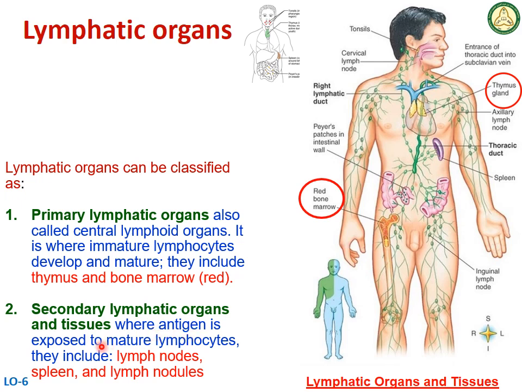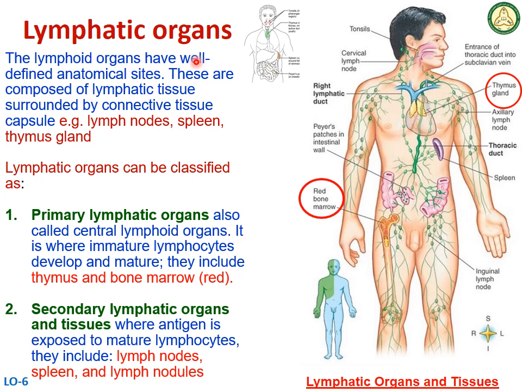This is where the antigen is exposed to mature lymphocytes. They include the lymph nodes, spleen, and lymph nodules, where the mature lymphocytes settle. So these structures are called secondary lymphatic organs, where the mature lymphocytes accumulate inside.